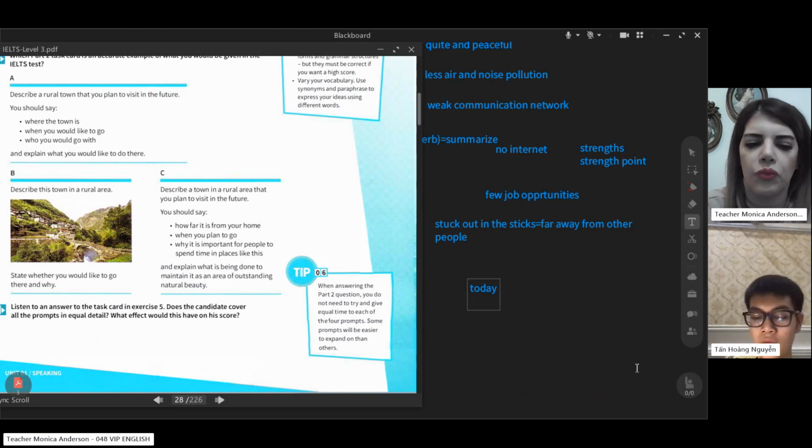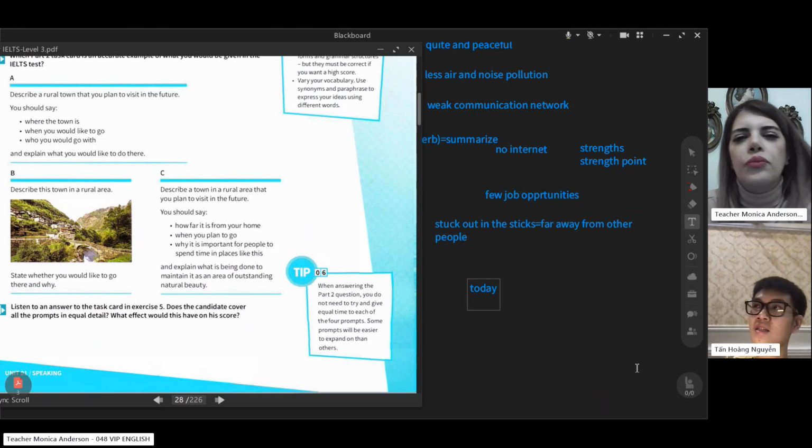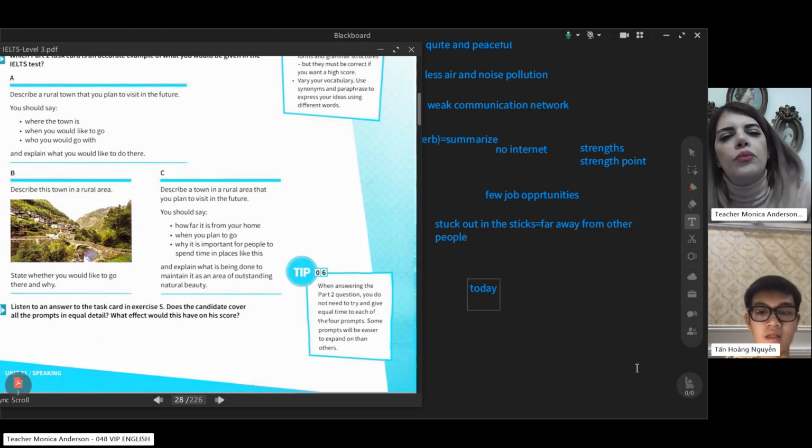But if I go with my friends, I definitely will take a chance to approach the top of Fansipan Hill. It's the highest mountain in ASEAN. Yes.